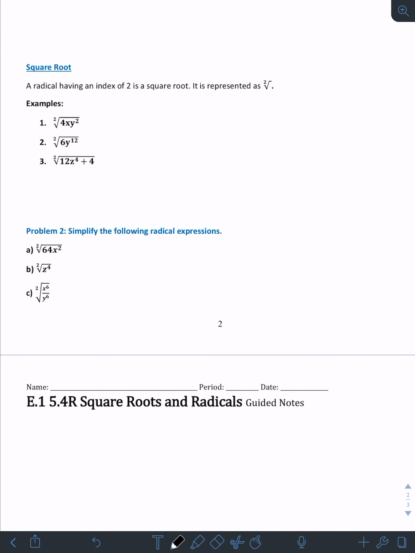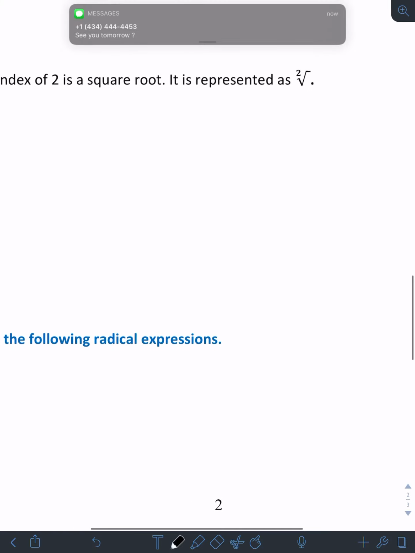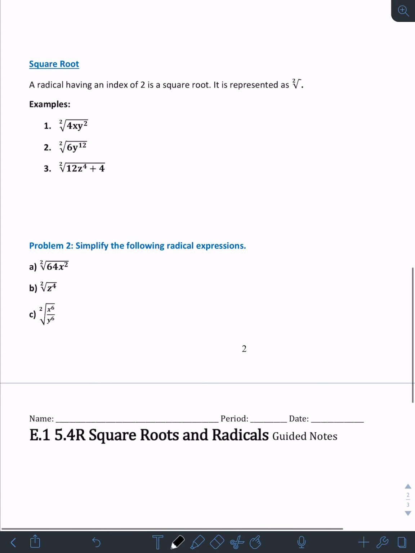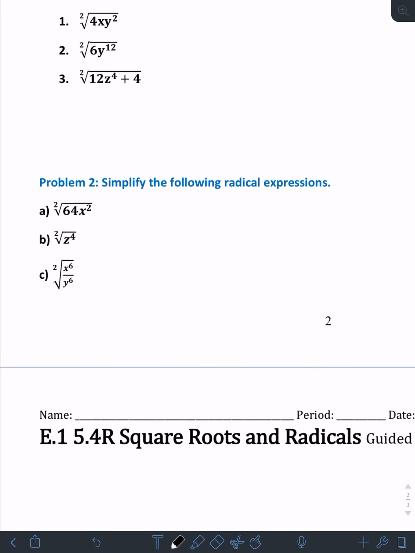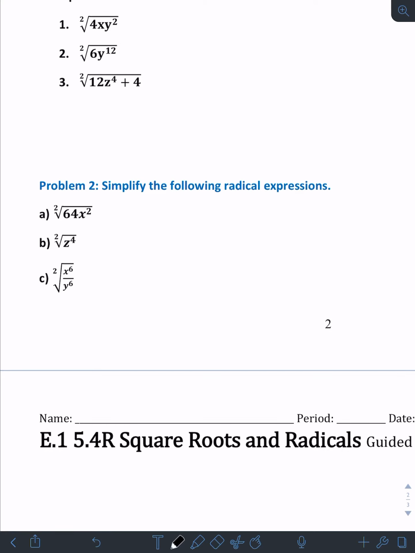So a square root is a radical having the index of 2. Typically there's a little 2 here, but we typically don't write the 2 just because it's easier not to. So those are some examples, because for most people, the 2 is implied. If there's another number, then it's not implied. So you could cross out all these little 2's if you would like, if they bother you. If they don't, then leave them.